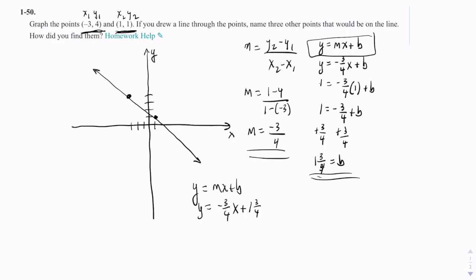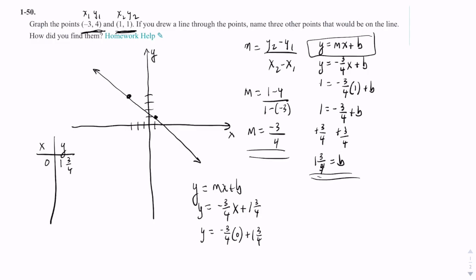Okay, so now I can just put values in, right? I can put values in for x and y. So I can make a little table, right? And I can put a 0 in for x, right, over here, and I get y equals -3/4 times 0 plus 1 3/4. So that's 1 3/4.